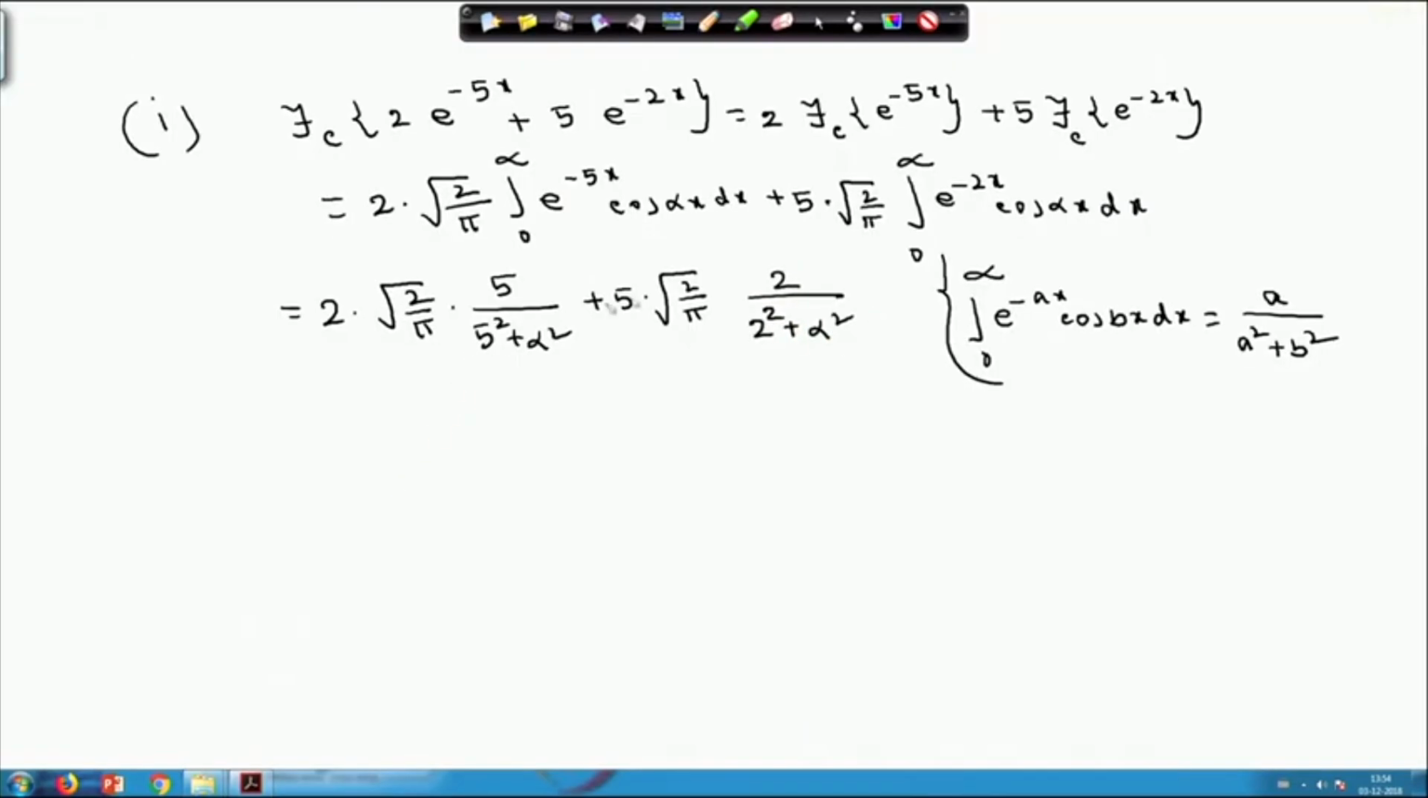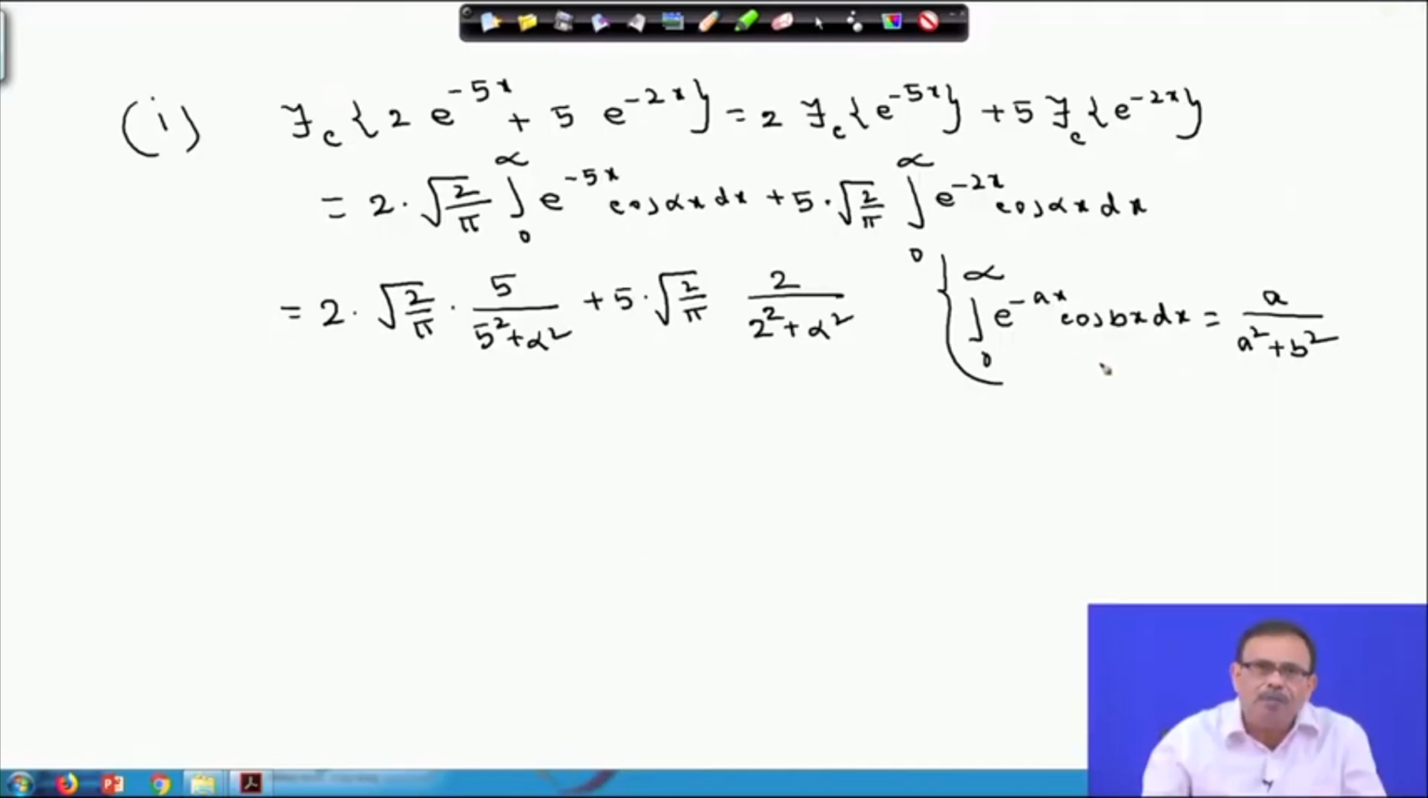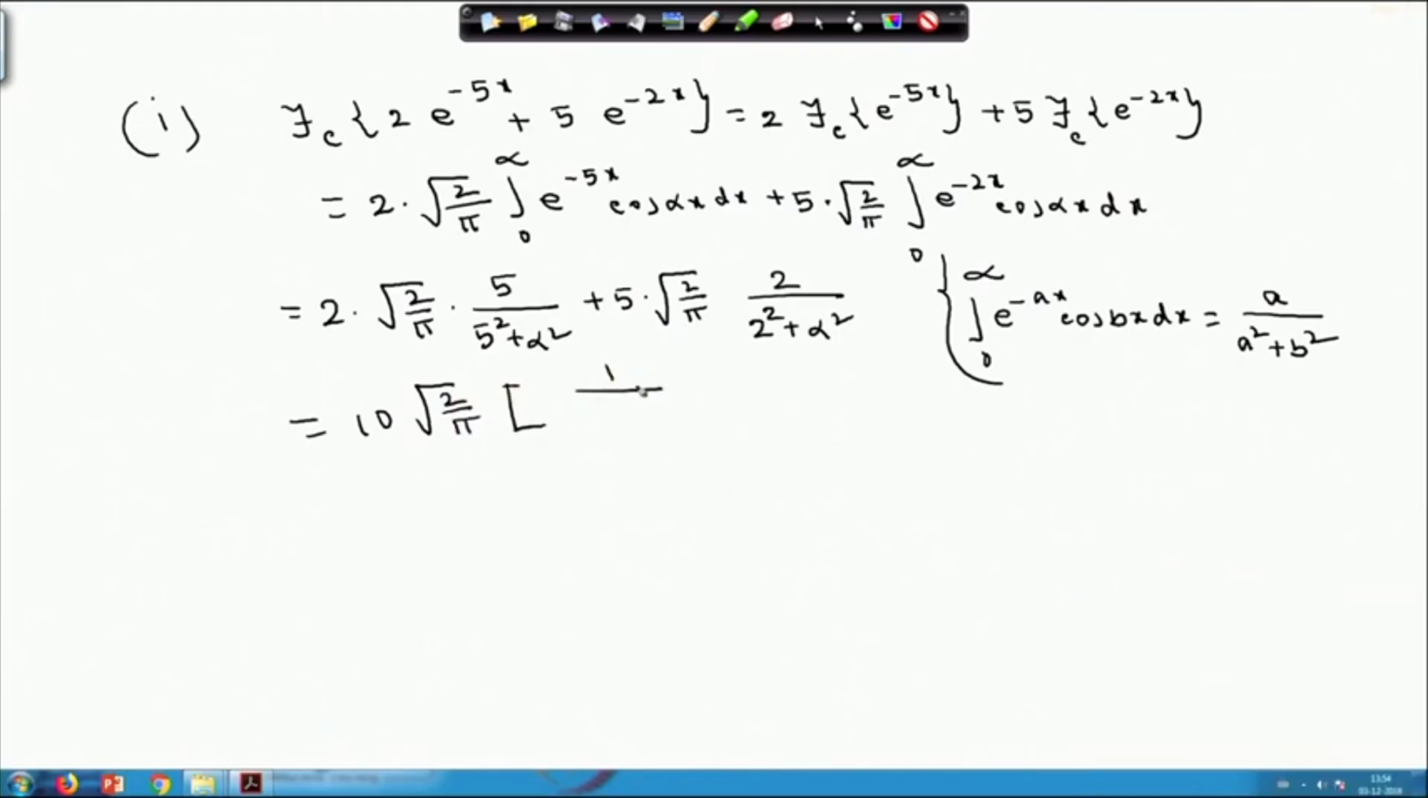Once I am getting this, you see, here I have used simply a standard result of this integral, and I am obtaining the result very easily. If I simplify this particular result, you will obtain 10 into root over 2 by pi into 1 by alpha square plus 25 plus 1 by alpha square plus 4.